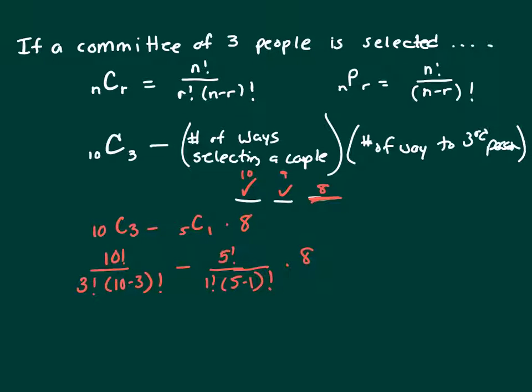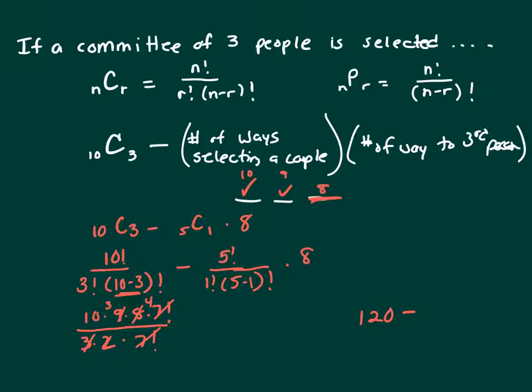So watch how I do this. 10 factorial is 10 times 9 times 8 times 7 factorial. I'm going to stop there because that's going to be 7 factorial and I can cancel. 3 factorial is 3 times 2, times 10 minus 3 is 7 factorial. So cancel, cancel. 3 goes into 9 3 times. 2 goes into 8 4 times. 4 times 3 is 12, times 10 is 120.